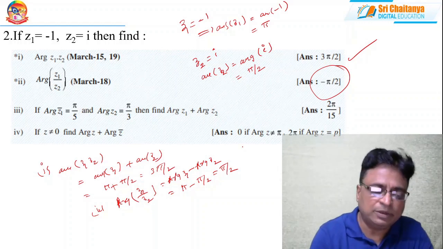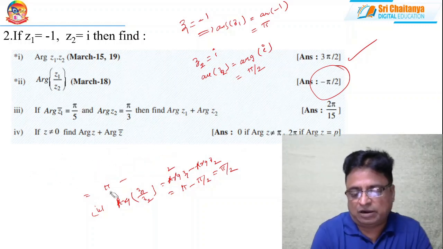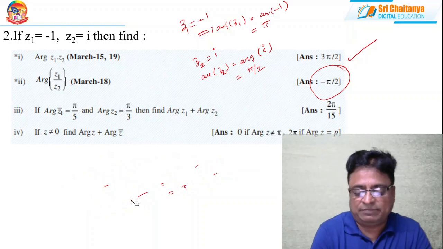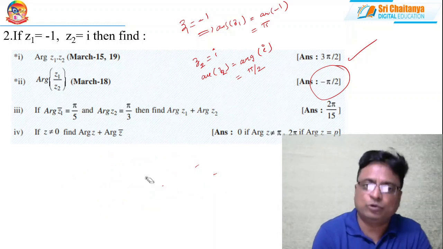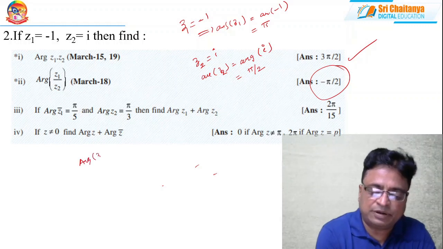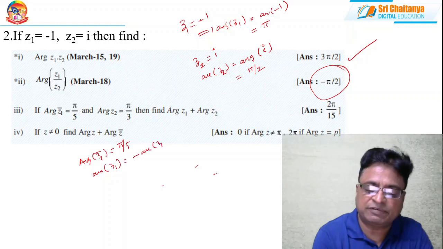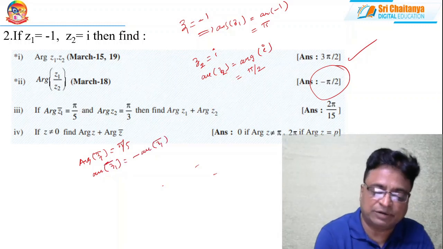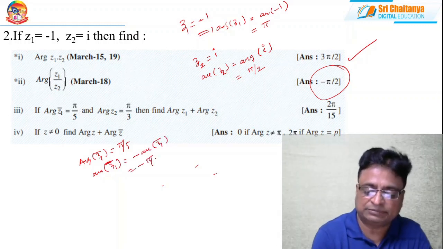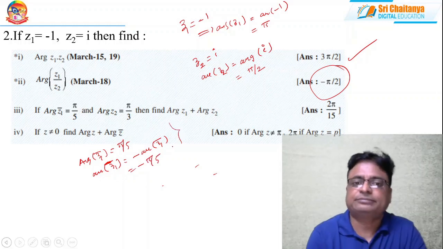What is about the third problem? If argument of Z1 bar is equal to pi by 5, argument of Z1 bar is equal to pi by 5. So, my friends, you have to know that if argument of Z1 bar is equal to pi by 5, then argument of Z1 is equal to minus of argument of Z1 bar. That is minus pi by 5. This is the relation you have to practice.